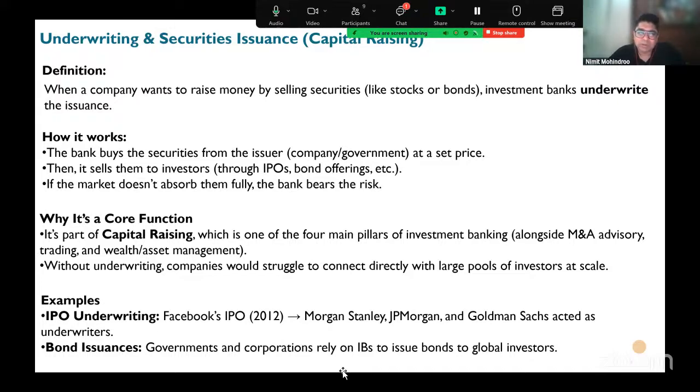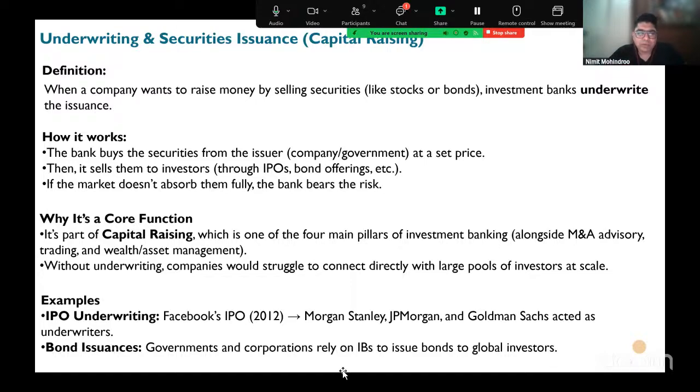How it works is the bank buys the security from the issuer, company or government, at a set price. Then it sells them to investors through IPOs and bond offerings. If the market does not absorb them fully, the bank bears the risk. So here the risk bearer is the bank, because the bank is buying the securities from the company and then selling them to investors. When we buy IPOs, the bank bears the risk.